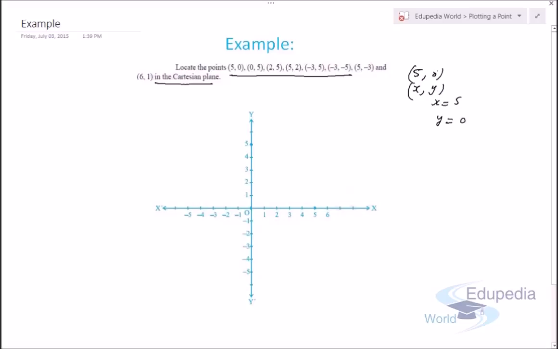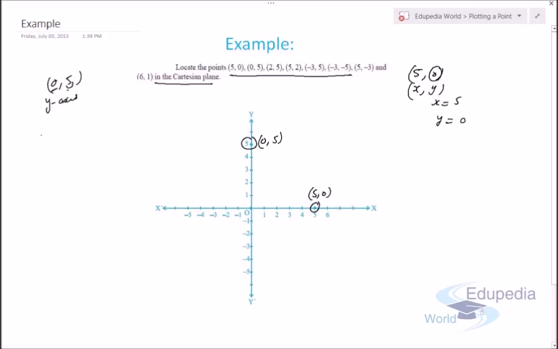We can clearly see that its ordinate part is 0, which means this point lies on the x-axis in the positive direction. So 5 and 0 is this point. Now the next point is 0 and 5. We can clearly see that abscissa is 0 and ordinate is 5, which means this point lies on the y-axis. So the point will be this point. This is 0 and 5.